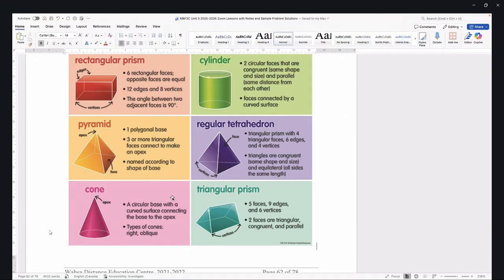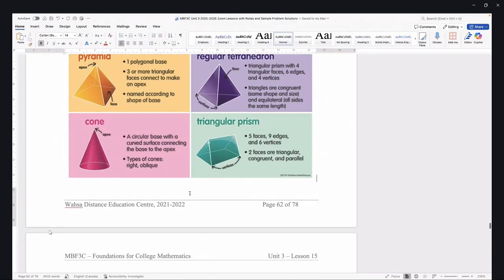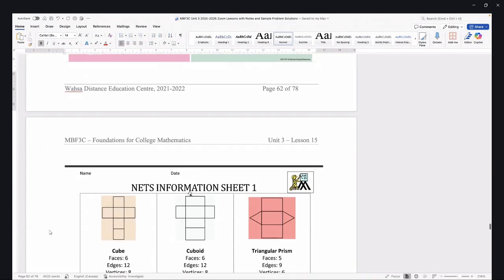Not necessarily, no. Two of them will be congruent, but the third one might not be, depending on the type of triangular prism that it is. Okay, so those are some definitions. So what we're going to look at is nets.